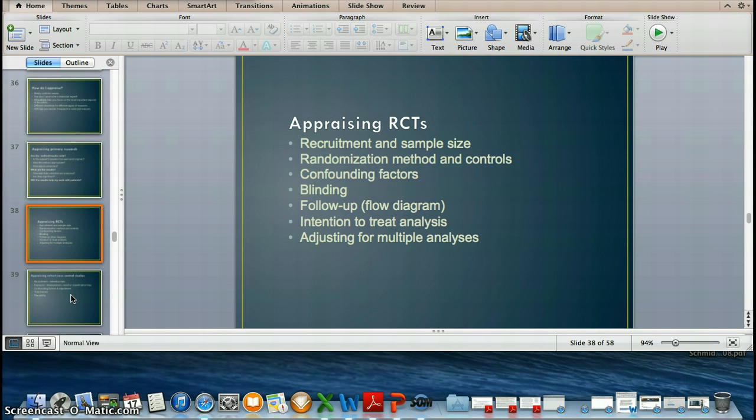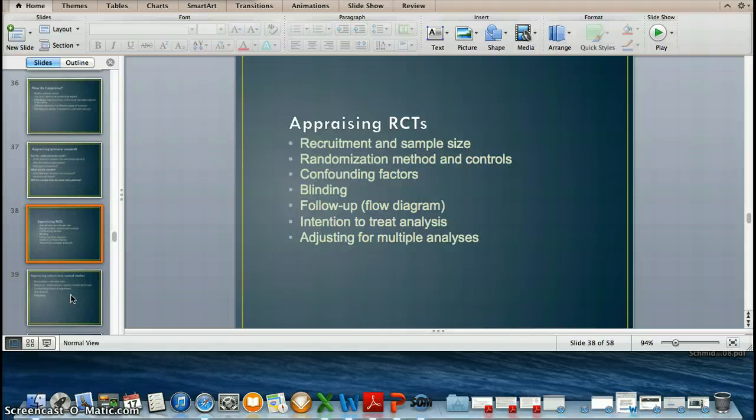Now, I added these few slides to kind of give you an idea of what you're looking for when you're appraising the different type of studies. So when you're appraising RCTs or randomized control trials, you're looking at recruitment and sample size. How are they recruited and how large is the sample size that's being studied? What is the randomization methods and what are the controls? Are there any confounding factors?